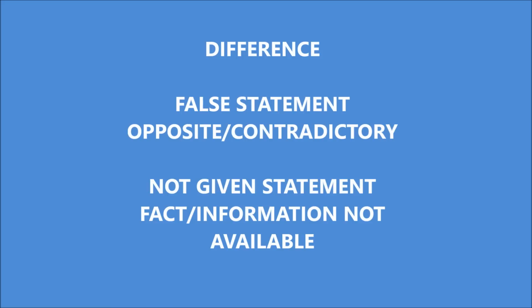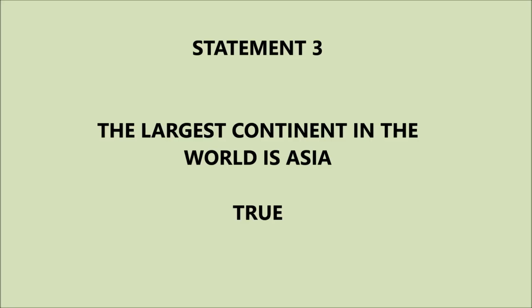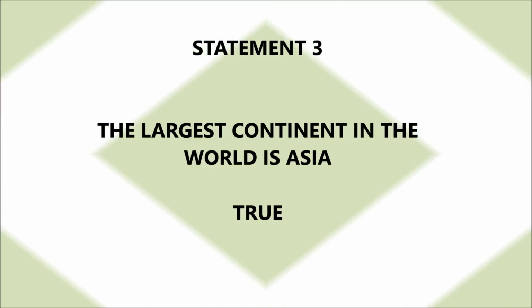A false statement is where the opposite or the contradictory stuff is mentioned, whereas a not given statement is where the fact or the information is not available at all. Like in our example, the false statement said one of the biggest, whereas the passage said the largest. So it's completely opposite. And in the other one we saw that it was talking about Africa, whereas there was no mention of Africa in the passage. All right guys, so we've come to the last statement, which says the largest continent in the world is Asia. This is true because it's given in the passage, isn't it?